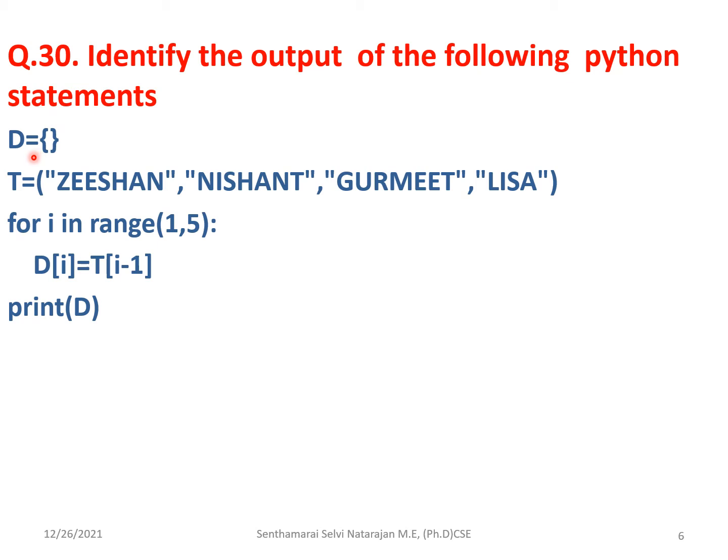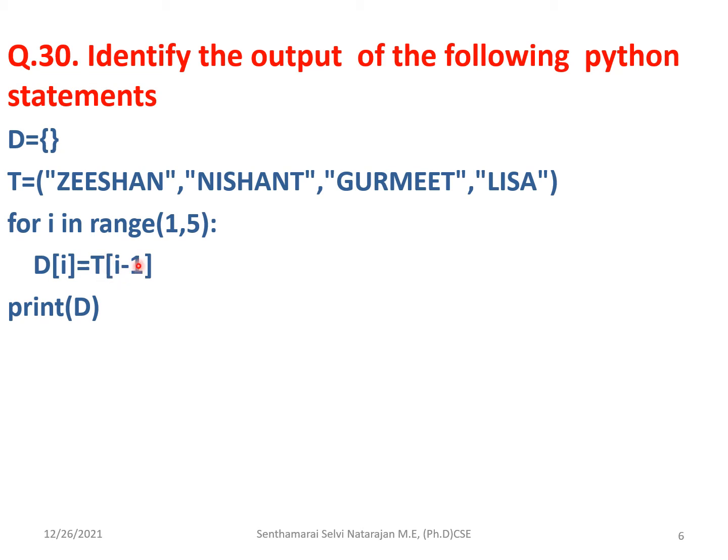You see here, this is a dictionary, and this is the tuple. In the tuple you have these values, and then for i in range of 1 to 5, it is going to place the value of the tuple in the dictionary. So i minus 1. You know that the index starts at 0, so initially the value of i here is taken as 1. So 1 minus 1 is 0.